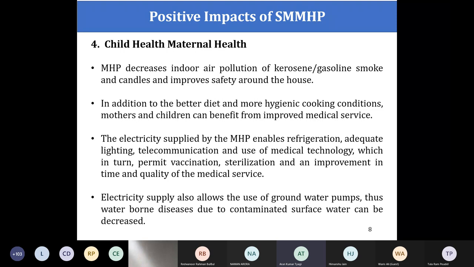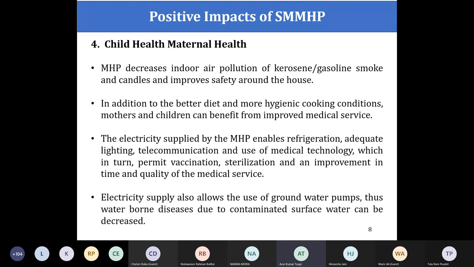So after getting electricity from micro hydro projects, the air pollution within the house will decrease. Also, a better diet and more hygienic cooking environment has been created in the houses. Mothers and children can benefit from improved medical services also, because there is no pollution, no carbon emission in their houses now after getting electricity from micro hydro projects.